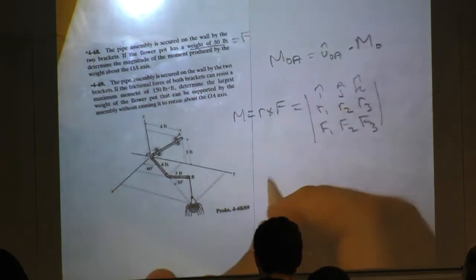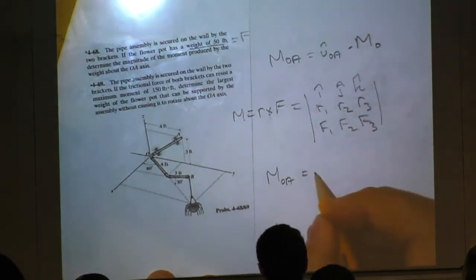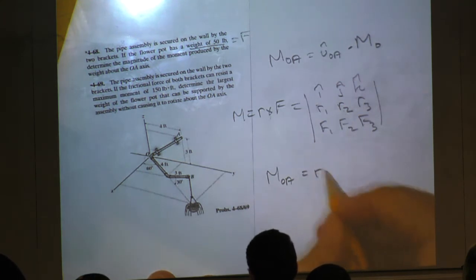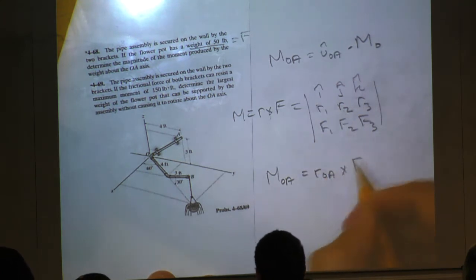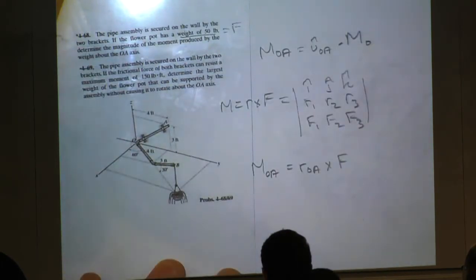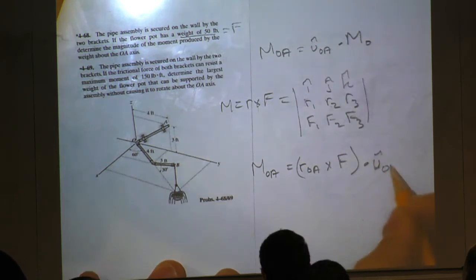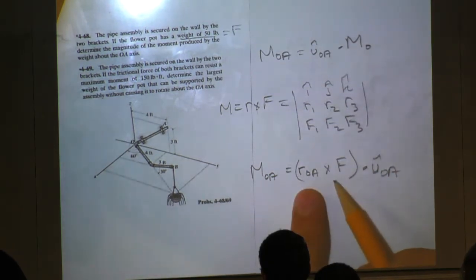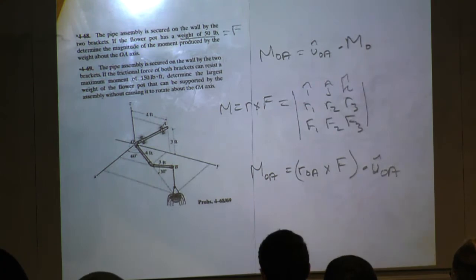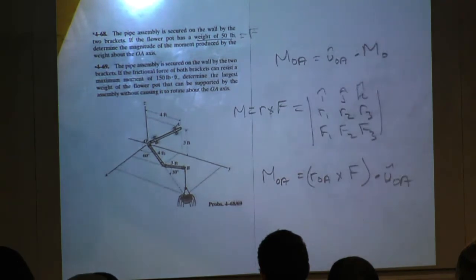And so what I'm going to be doing then is MOA is equal to ROA crossed with my F. In this case, my force is the potted plant. And then I'm going to dot all that by a unit vector. So I cross product to get a vector, and then I dot two vectors to get a scalar. So that's why they ask here, they say magnitude, so I know I need a scalar. That's how I know that this process is going to be correct.